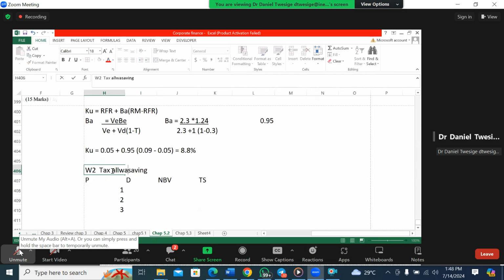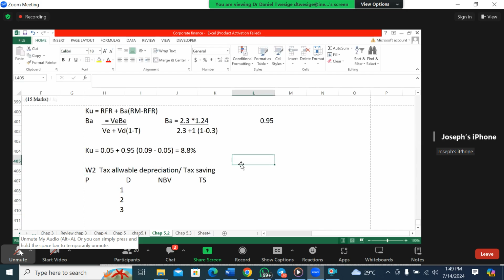Tax allowable depreciation, which cost of tax. So remember our cost is 100. That's the cost of the asset. And the depreciation rate, 25%.